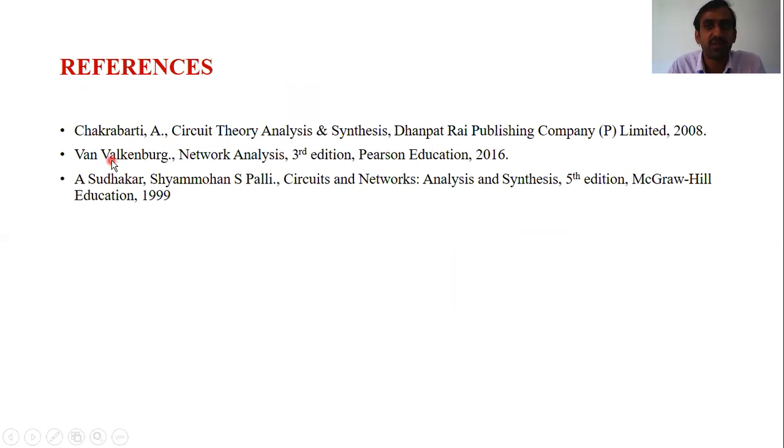These are the references which I have gone through for making this presentation: Chakrabarti, Circuit Theory: Analysis and Synthesis, and Van Valkenburg, Network Analysis. Also Sudhakar and Shyam Mohan, Circuits and Networks: Analysis and Synthesis, from McGraw-Hill. These are the three different textbooks which I have referred to and considered for making the presentation. So thank you very much.